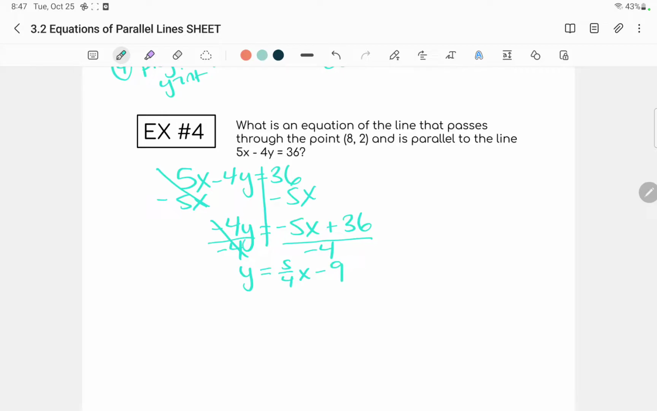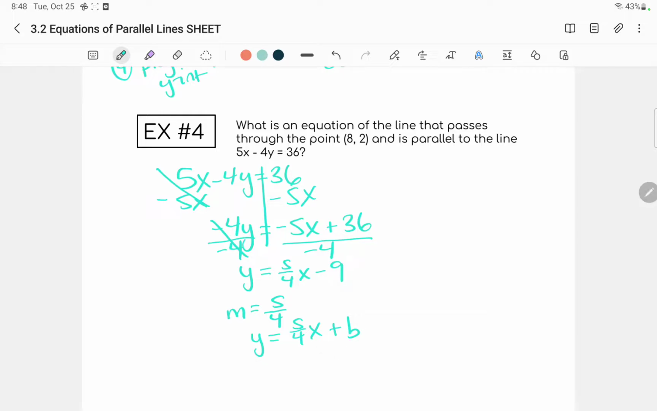So now that this is in slope-intercept form, I can identify my slope, which is 5/4. Remember, slope is that number that's right in front of the x. It's my coefficient. And then now that I know that, I'm going to put that into slope-intercept form. y equals 5/4 x plus b. Again, when I put this into the slope-intercept form, I have to put b. I can't put in negative 9 because that's that first line. I need to find my new line. So I'm going to write plus b.